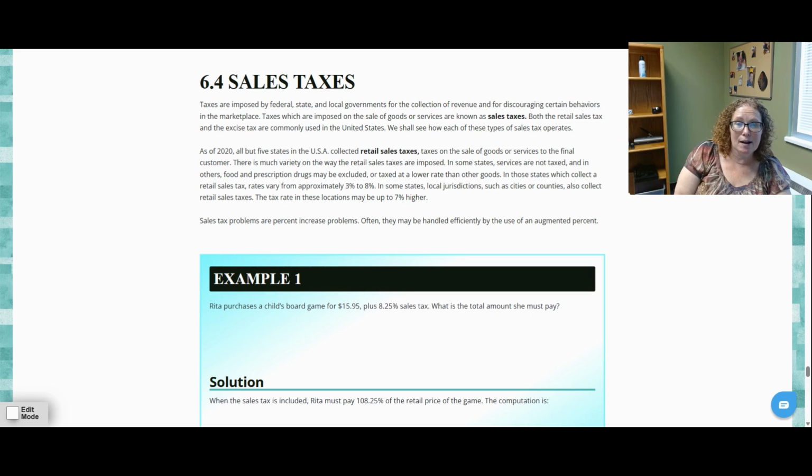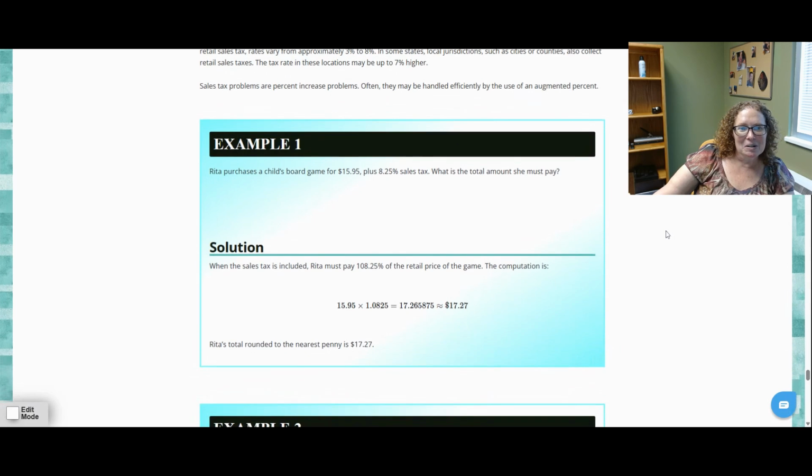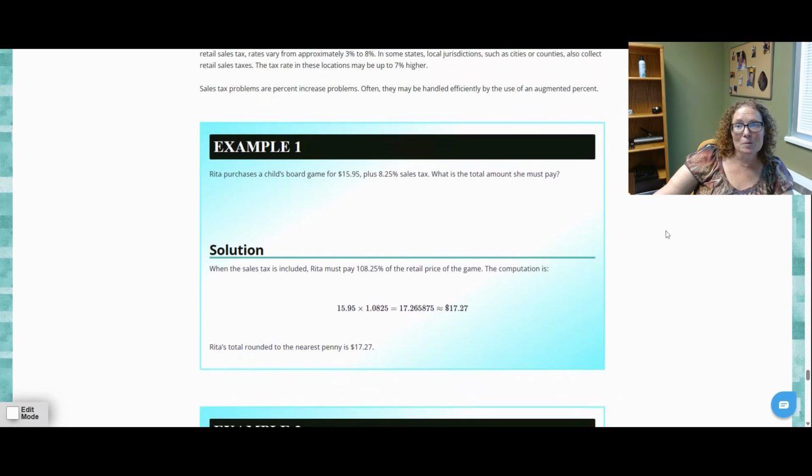Most states do have sales tax. Some of us are lucky and don't. So we want to look at what it would be if we were to add it. So we are going to look at percent increase problems by using the augmented percent. So remember the complement was the opposite. So if it was 60, you would say 100 minus 60 and get 40, and that would be the complement. The augmented percent is adding that 1 once you move the decimal point or times 100.